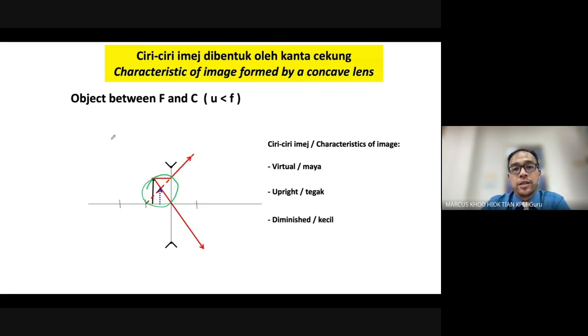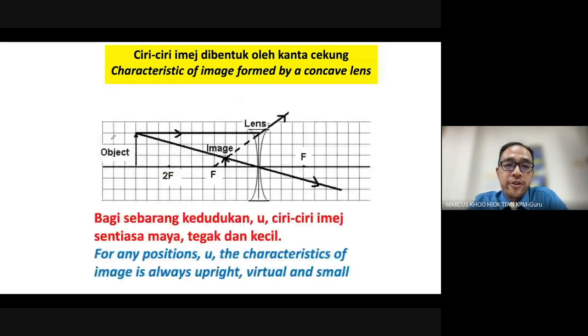And it's good news. So you have to remember 10 different things. Convex has many, concave is just one. Wherever you put the object, you will always get virtual, upright, diminished. Okay, so again, let me reiterate and remind you that for any position, it's not like the convex lens. Convex lens can have different position, different image. Concave lens, any position, it's always virtual, upright.